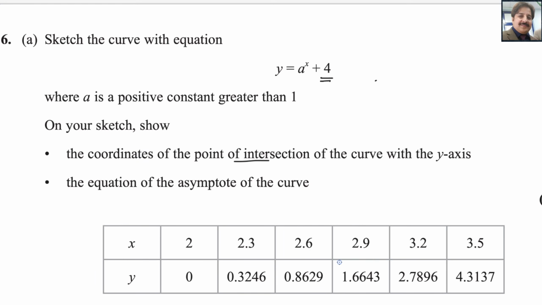Let us start question number 6 from Pearson Edexcel A-level exam for Pure Math 2. Paper reference code is WMA 12/01. This exam is taken in May-June session, year 2024.